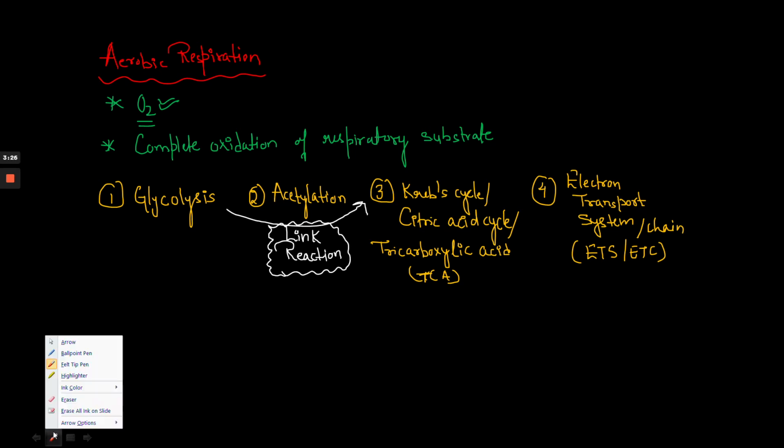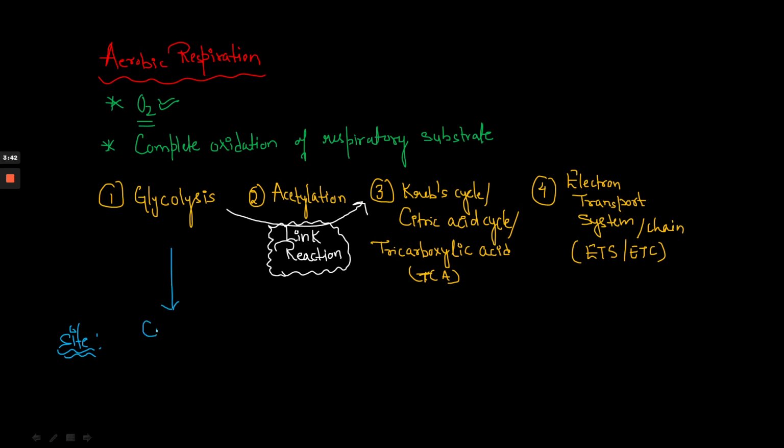Now another thing that you need to remember is what are the sites for these 4 different phases, right? So the site for glycolysis, the very first step of aerobic respiration, we have already seen this as well, is the cytoplasm. For the acetylation reaction or the link reaction, the site will be the mitochondrial matrix. It happens inside the mitochondria, that too in the mitochondrial matrix.